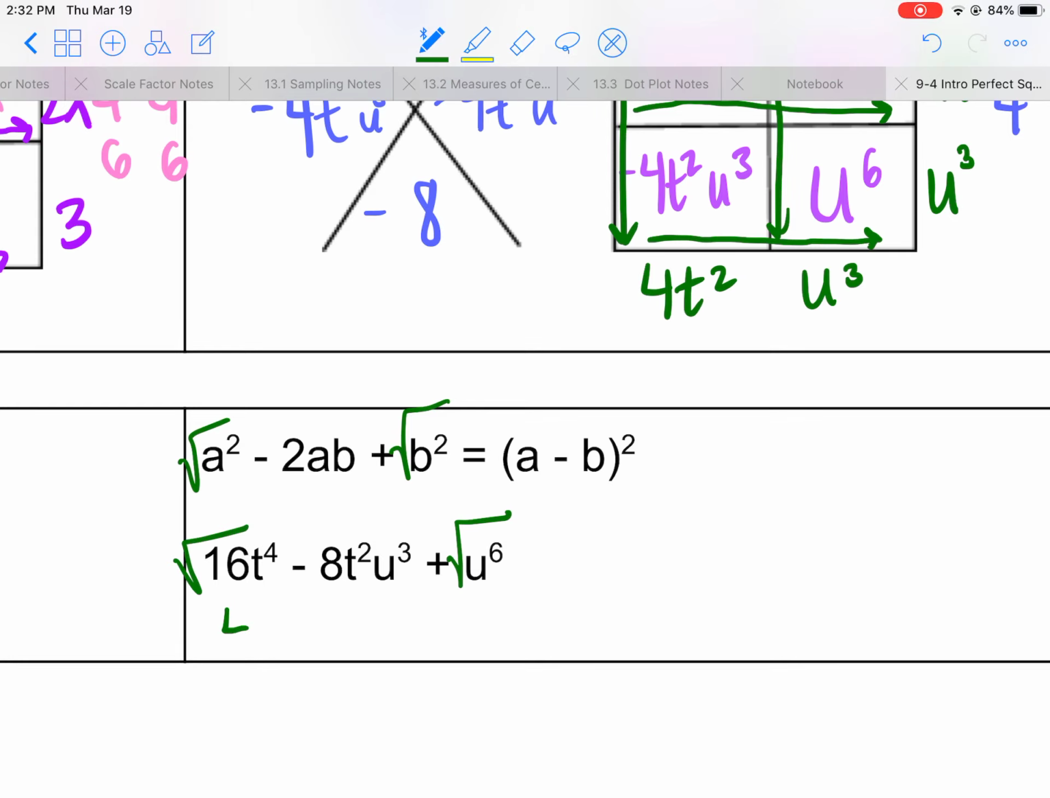Square root of 16 is 4. The square root of t to the 4th is t squared. And square root of u to the 6th ends up being u to the 3rd, because u to the 3rd times u to the 3rd, I add up my exponents, 3 plus 3 equals 6. So this gives me 4t squared minus u cubed.